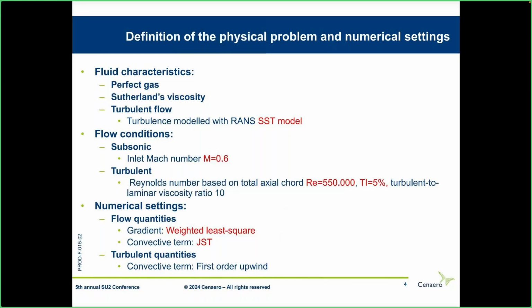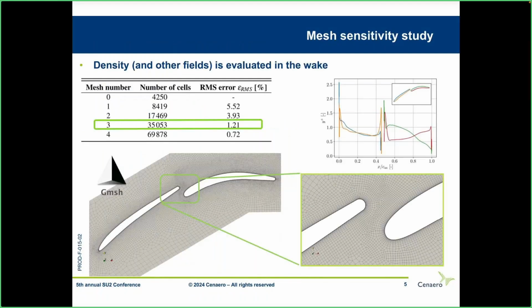The simulation is steady and runs with the SST model, and for the numerics we compute the gradient with the weighted least squares, and the convective scheme we use is the JST. We perform a quite thorough mesh study to be sure that our quantities will be fine enough. So we make sure that the Y plus is mostly below 1 to be sure that the boundary layer and the effects of the turbulence model will be correctly represented.